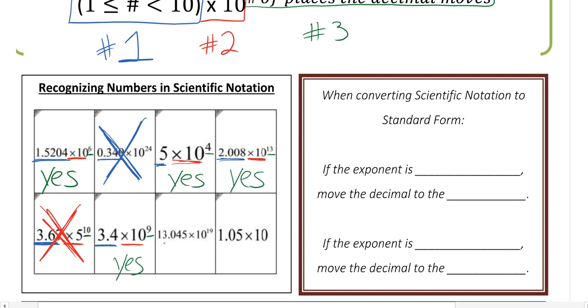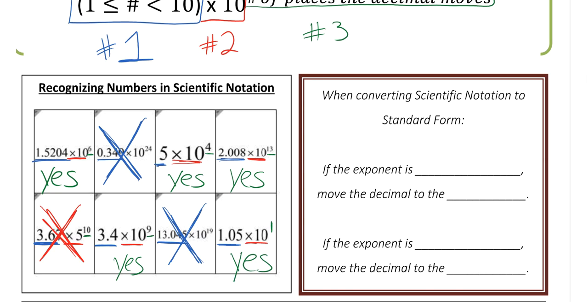If we look at the next one, our first value is 13.045. 13 is not between 1 and 10, so this is not written in proper scientific notation. In our last example, we have 1.05. That is between 1 and 10. We have times 10. Now this one, some people might say, nope, it doesn't have an exponent. However, remember, even if an exponent is not written there, we can always assume that there is a 1. So yes, this is proper scientific notation.